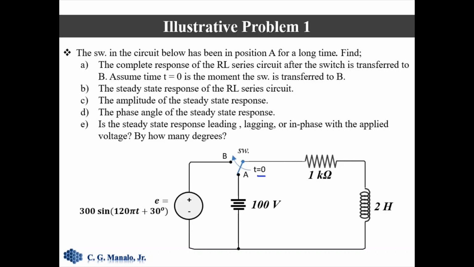And then at t equals 0, we transfer the switch to B. So before they transfer the switch, the circuit looks like a DC circuit. In fact, it is an RL circuit with a DC source equal to 100 volts. And then at t equals 0, the switch is transferred and it becomes an AC circuit, but still an RL circuit. So the question is, what is the complete response after the switch is transferred to B?